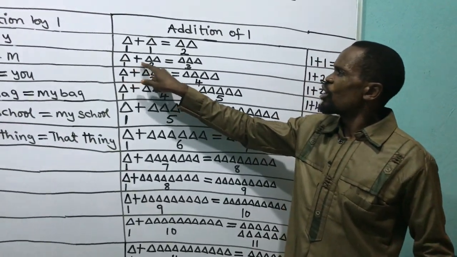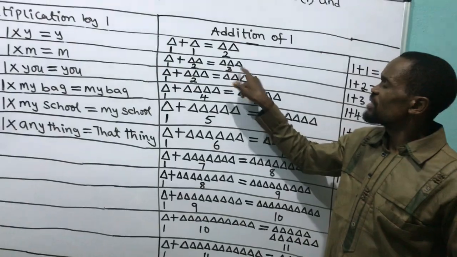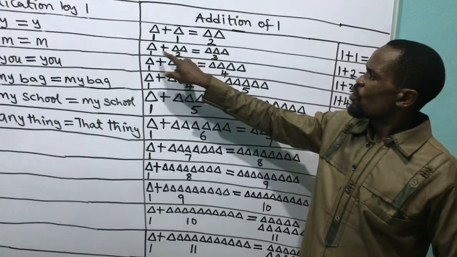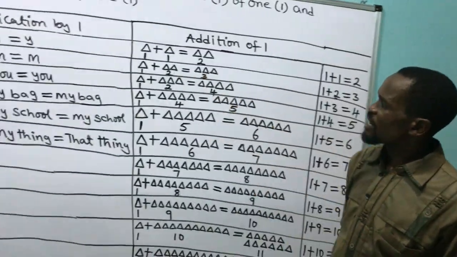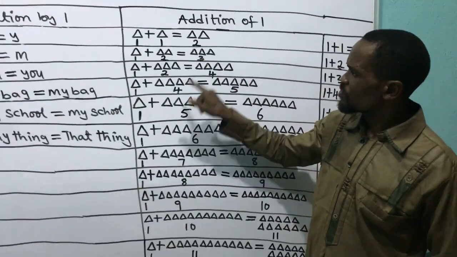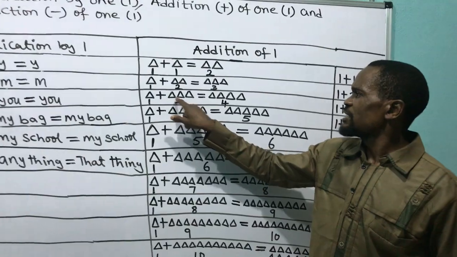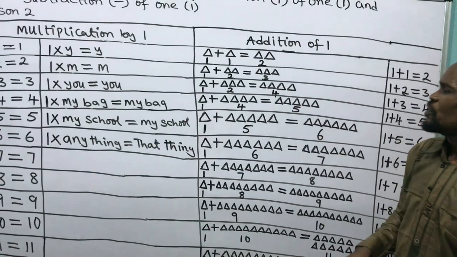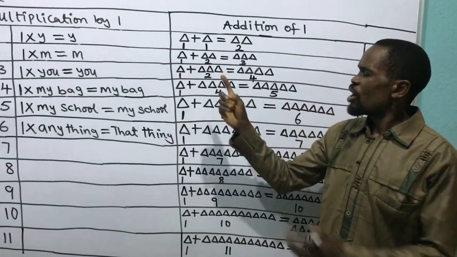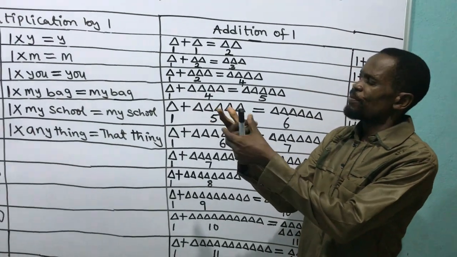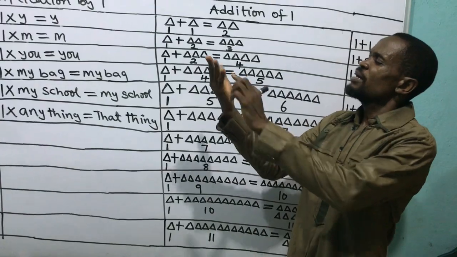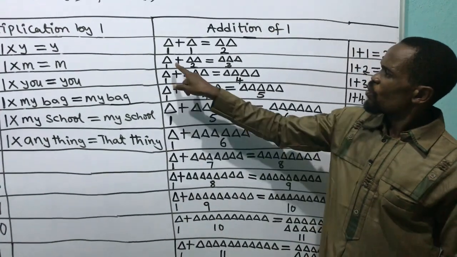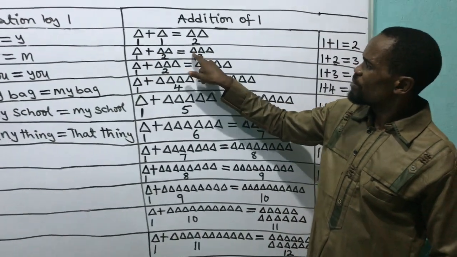Then 1 triangle plus 2 triangles. Look at 2 triangles. Will give me 3 triangles. But watch it, 1, 2, 3. 1 triangle plus 2 triangles will give me 3 triangles. That means the answer is 3 triangles. 1 triangle plus 3 triangles, 1, 2, 3. The answer is 4 triangles. Well, watch it, 1, 2, 3, 4. How did I get it? 1 triangle plus another triangle, another triangle, another triangle. This is 3 triangles plus 1 triangle. We count it, 1, 2, 3. So we said 1 triangle plus 2 triangles will give me 3 triangles.